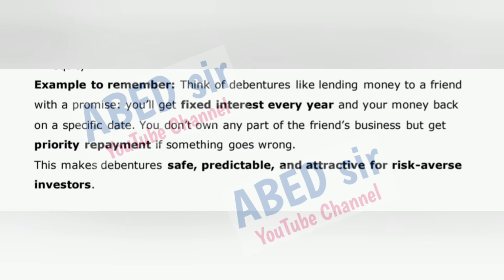Example to remember: think of debentures like lending money to a friend with a promise: you'll get fixed interest every year and your money back on a specific date. You don't own any part of the friend's business but get priority repayment if something goes wrong. This makes debentures safe, predictable, and attractive for risk-averse investors.